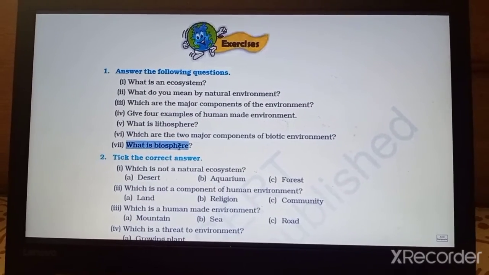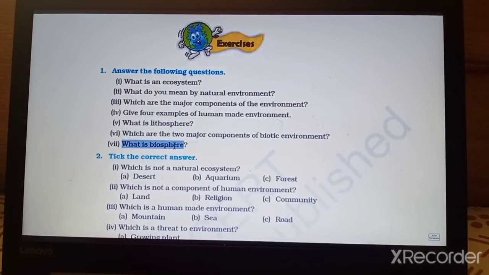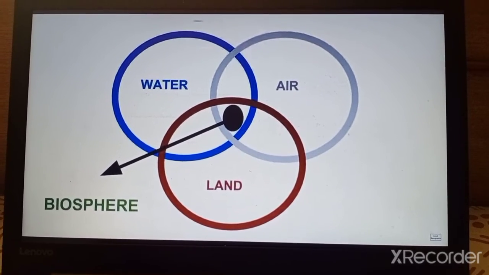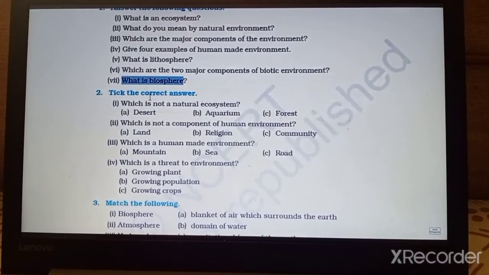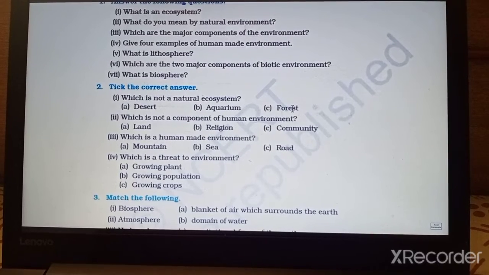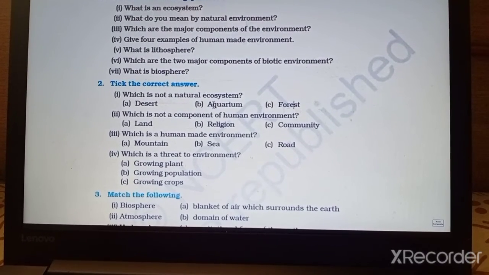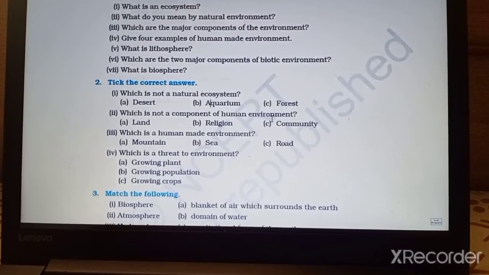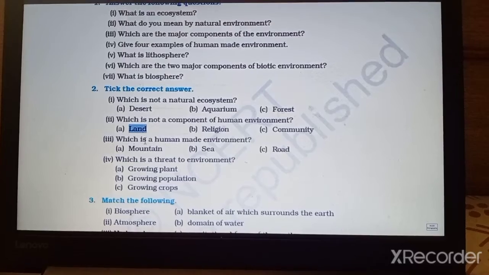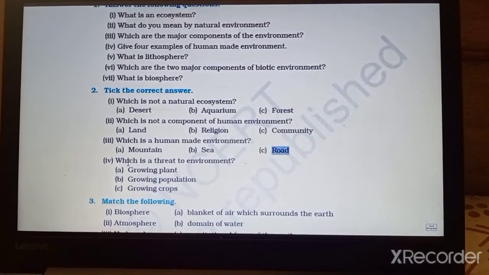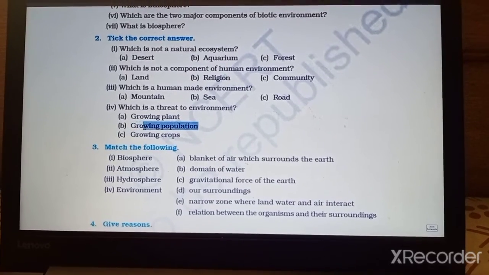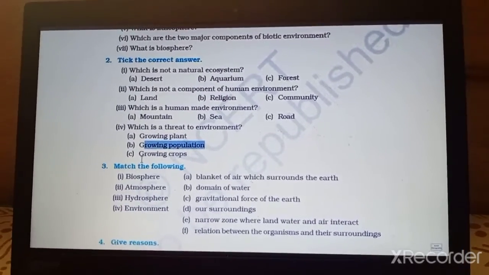Seventh question, what is biosphere? Again, very important question. Biosphere is that point where air, water and land interact with each other. Part 2, pick the correct answer, which is not a natural ecosystem. So, desert and forest are, of course, natural ecosystems. The answer is aquarium, which is not a component of the human environment. Land, because land is a component of the natural environment, which is a human-made environment. Road, which is a threat to the environment. Growing population, yeah, because if this second option grows, the first and third are going to be finished.